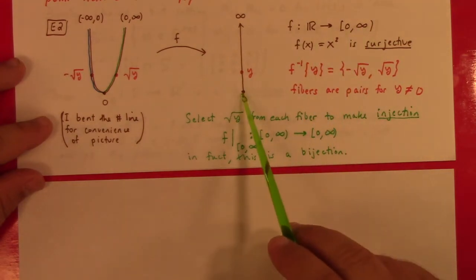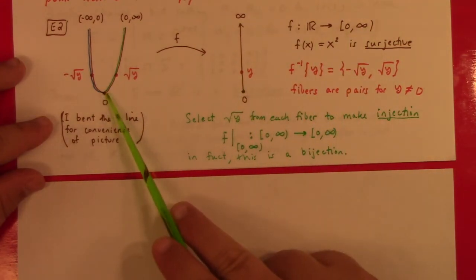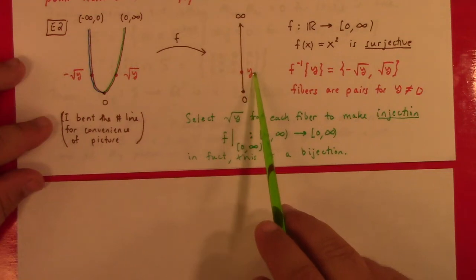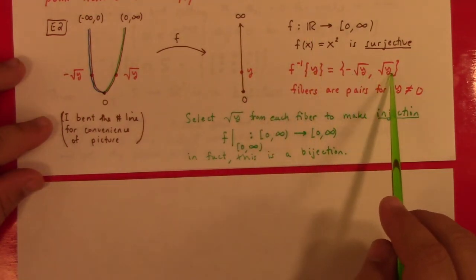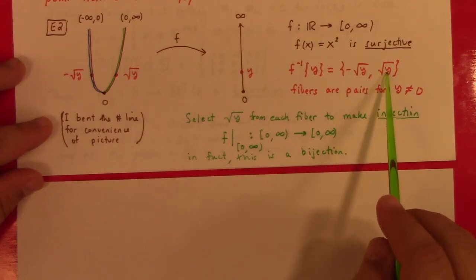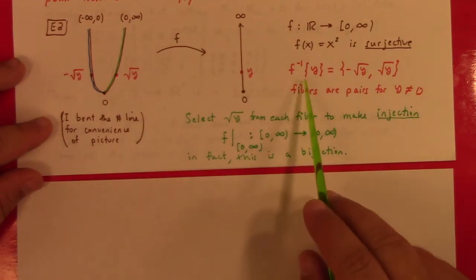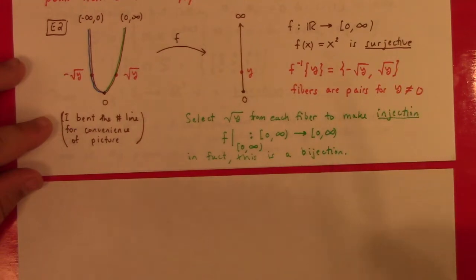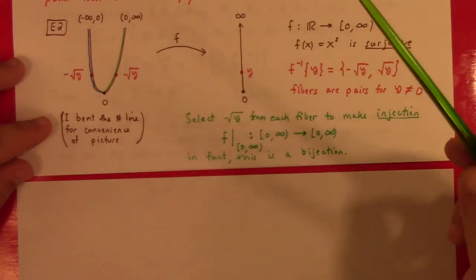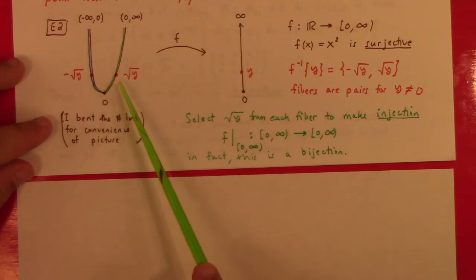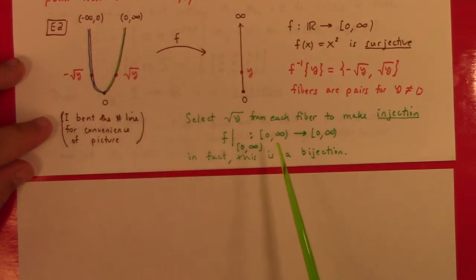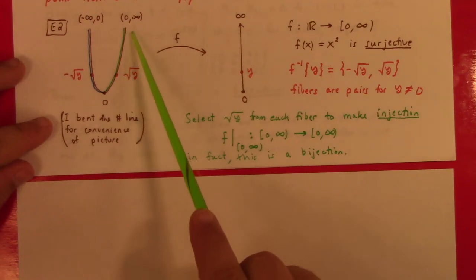So the inverse image of 0 is just 0. That's fine. That's already a singleton. But if y is positive, the inverse image of y under the original map f has the plus and the minus square roots in it, right? So the fibers are not singletons, they're pairs. But how to select a point from each fiber, that's pretty simple. We just pick one of these, right? And a natural choice is to restrict to just the green piece.